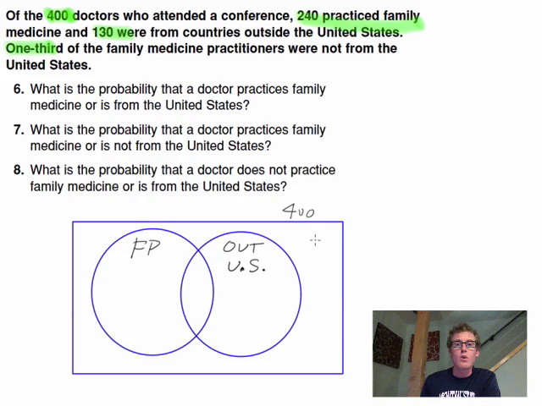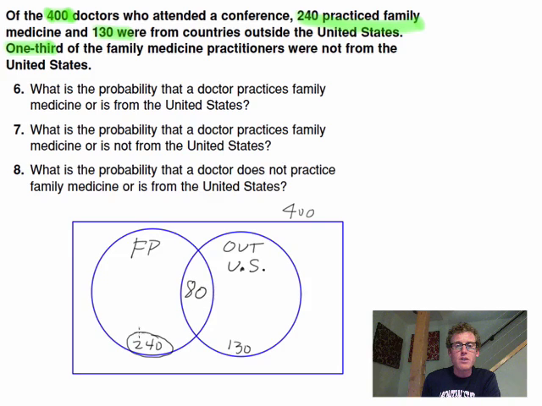Okay, so we have 240 practicing family medicine. So I'm just going to write in small numbers here 240 because we're going to erase that in a second. And then I'm also going to write 130 down here, and that accounts for people that were from outside of the US. 1/3 of the family medicine practitioners were not from the US. So that means that of this 240, 1/3 of them are from outside of the US. So 1/3 of 240 is going to be 80.